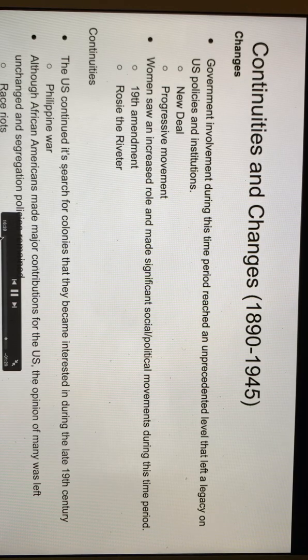One change is that government involvement during this time period reached an unprecedented level that left a legacy on U.S. policies and institutions. The New Deal and the Progressive Movement were both all about proper government involvement, and their policies can still be seen today with Social Security and the FDIC and many others.